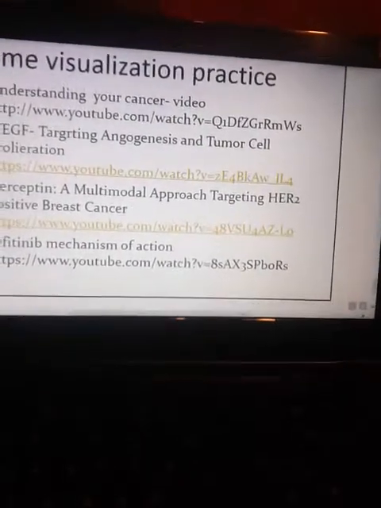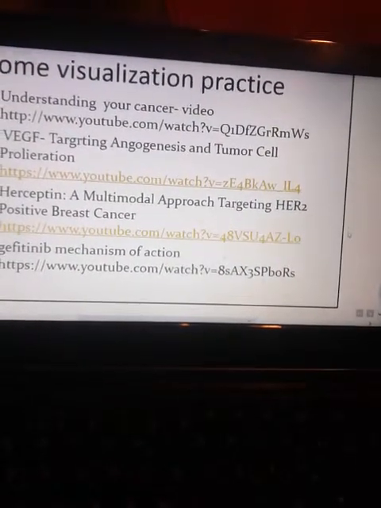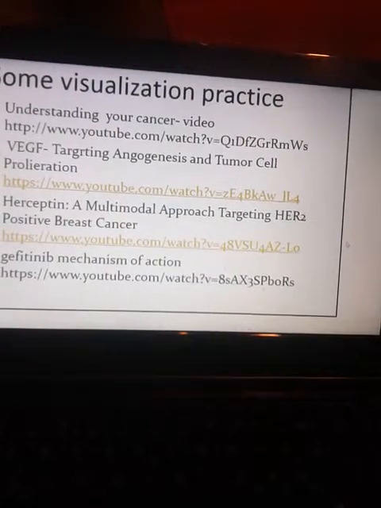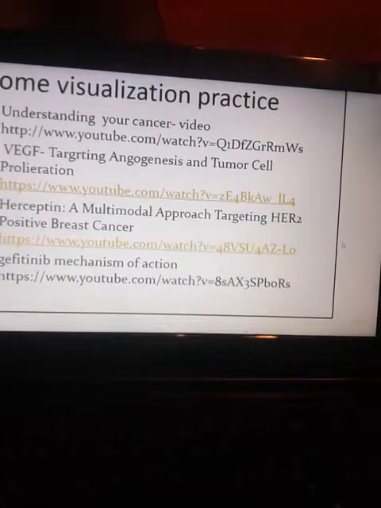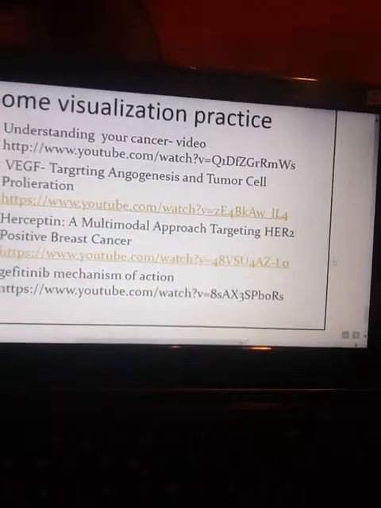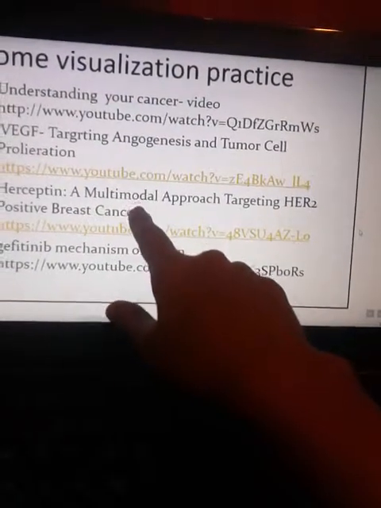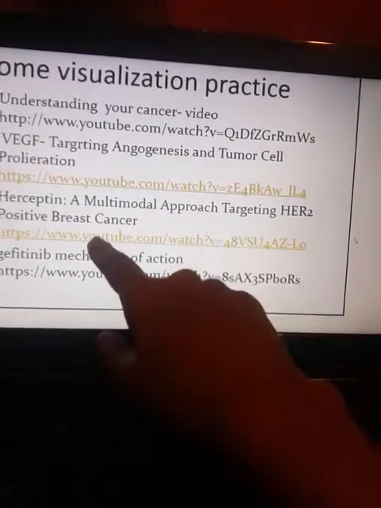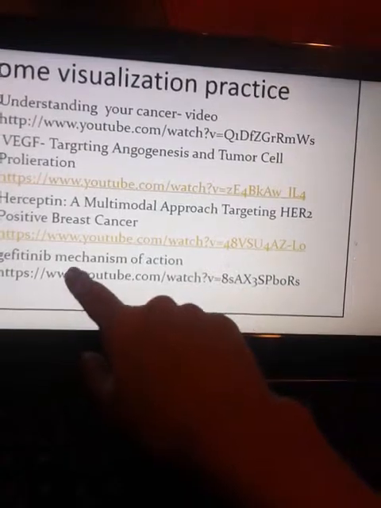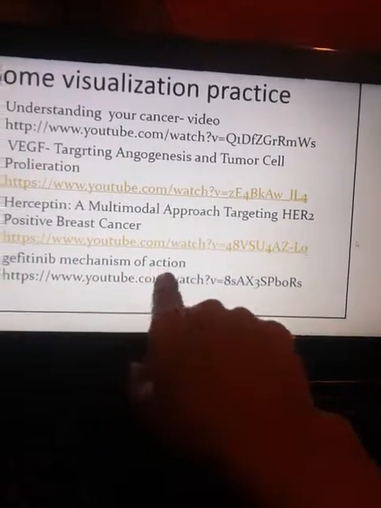Some visualization practice. Understanding your cancer video. This is a video targeting angiogenesis and tumor cell proliferation, or we can do it with Herceptin, a multimedia approach targeting HER2 positive breast cancer, and gefitinib, mechanism of action.